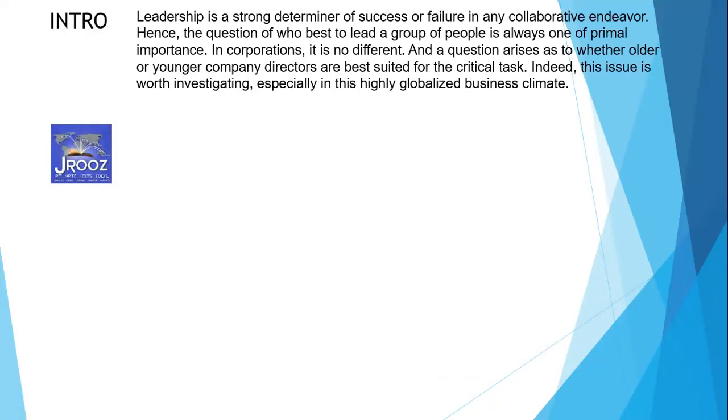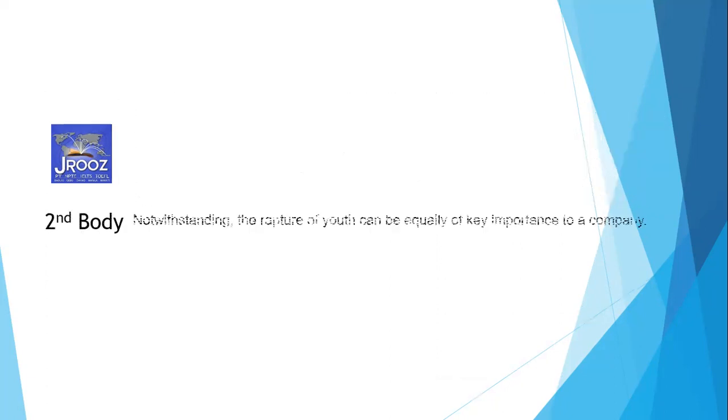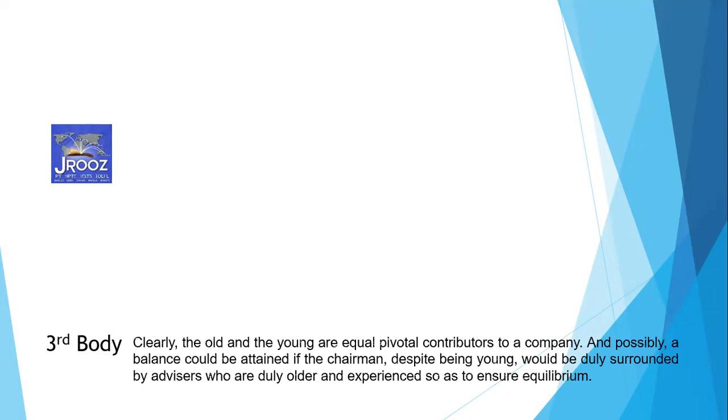And then guys, if we're going to the other styles, then we will have the same first body, the same second body, but the problem solver is different. Third body paragraph. Clearly, the old and young are equal pivotal contributors to a company, and possibly a balance could be attained if the chairman, despite being young, would be duly surrounded by advisors who are duly older and experienced so as to ensure equilibrium.